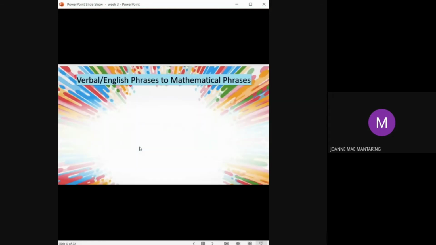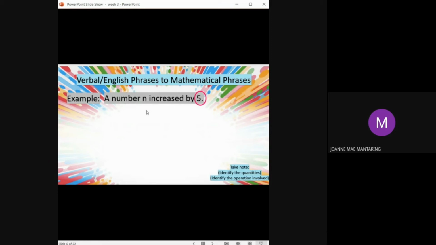Okay, now let's try how to translate English phrase or verbal phrase to mathematical phrase or algebraic expression. Let's have an example, which is a number n increased by 5. So what are we going to do? Take note, you have to identify the quantities first. Ano-ano nga ba yung mga quantity na meron tayo? We have here 5, pero 5 nga lang ba?